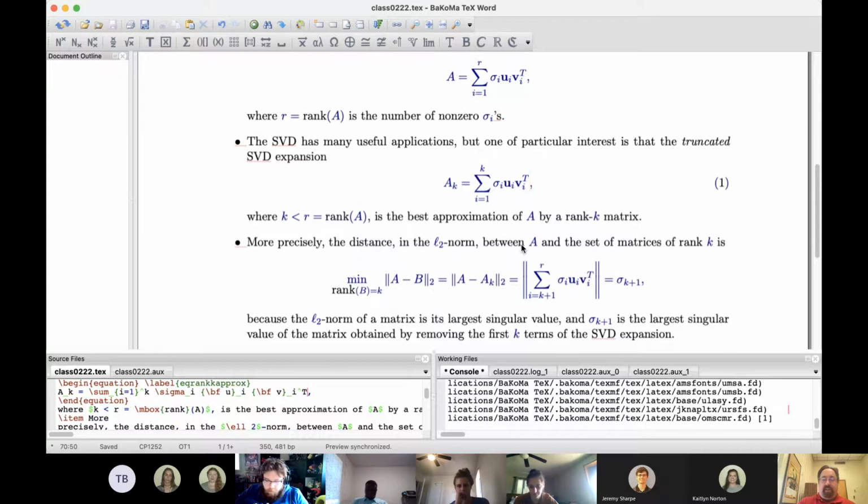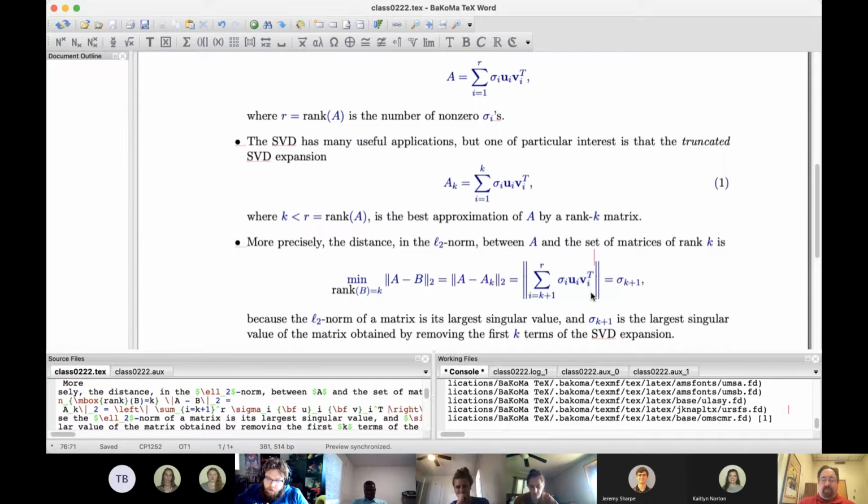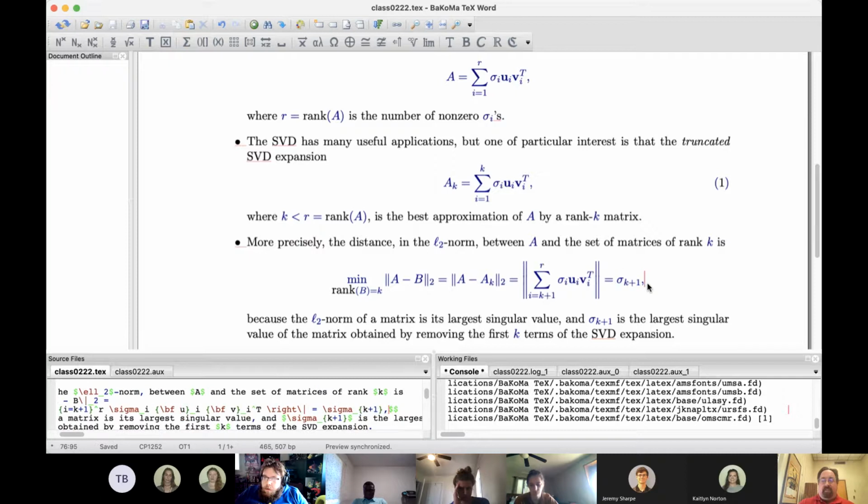Now, if A has all r terms and A_k has the first k terms, then the error would just be the terms that are left, the terms that got tossed out, so i going from k plus 1 up to r. So this is a matrix of rank r minus k, and these are the singular values. The largest singular value is the one with the smallest index, k plus 1. So sigma k plus 1 is the error in this approximation.